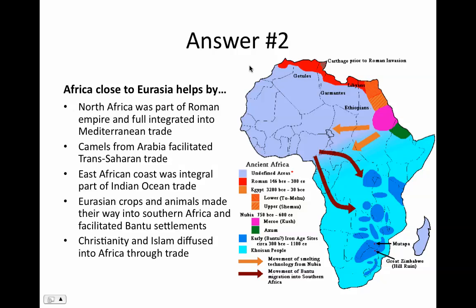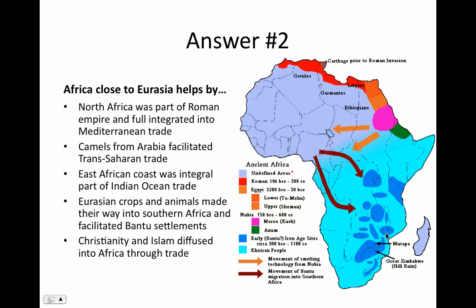That was a part of the Roman Empire. So they participated in Mediterranean trade. They knew things like Latin. They were exposed to Greek and Roman architecture. You're also going to see from the Middle East, once Islam begins forming, you'll have Middle Eastern traders coming from Arabia through Egypt and then going across the Sahara Desert here. They'll be bringing camels in. That is going to open up trans-Saharan trade. So the biggest way that Africa is affected by being close to Europe and Asia is mostly through trade.